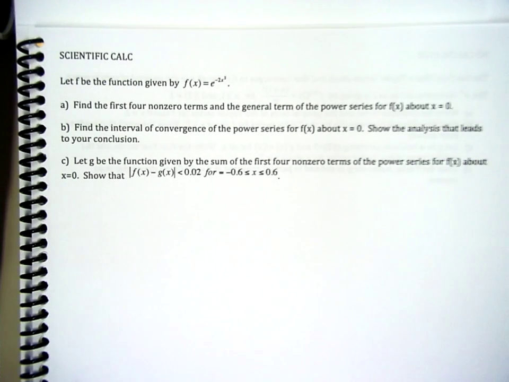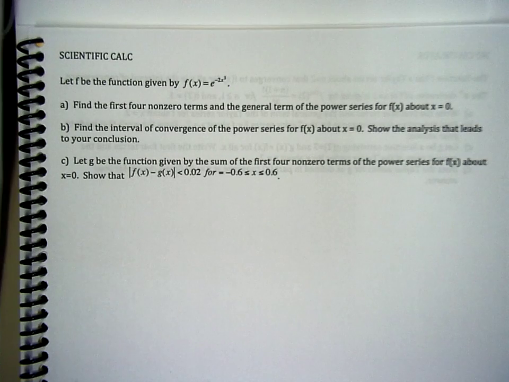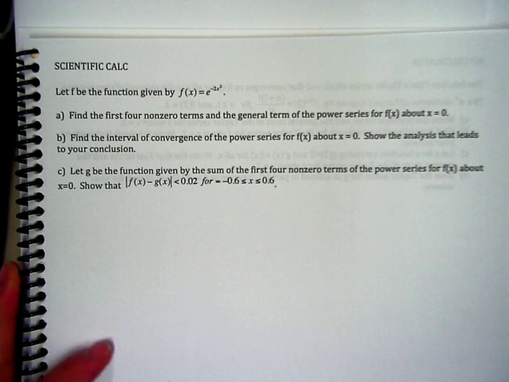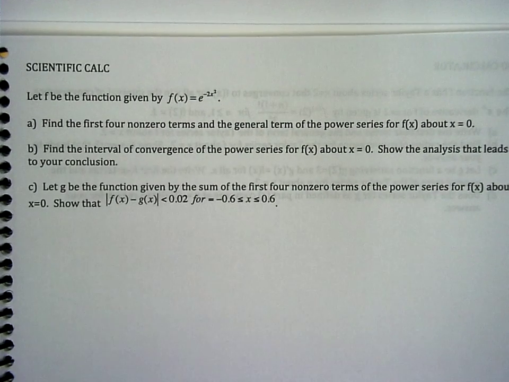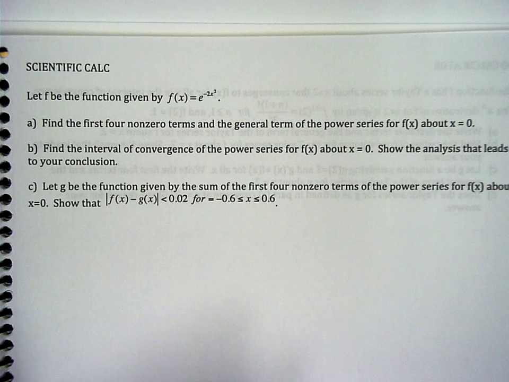Okay, this is page 85 in your packet. So you have a function e to the negative 2x squared. They want you to find the first four non-zero terms. Okay, so now there are a couple series that you need to be familiar with. So e to the x was one of them.